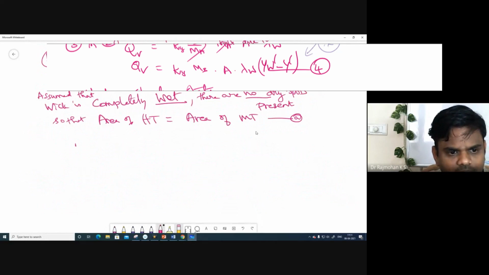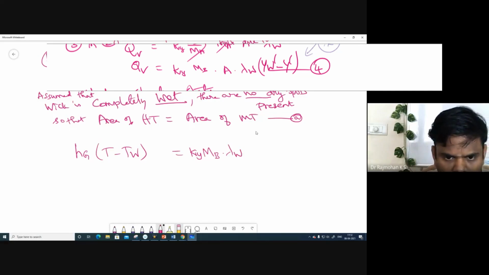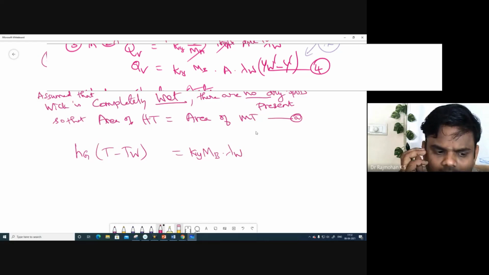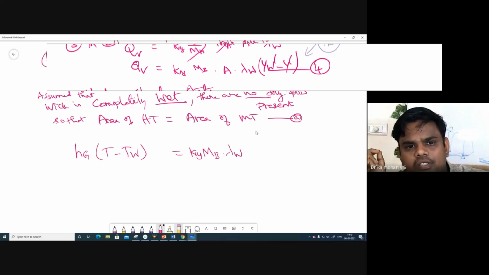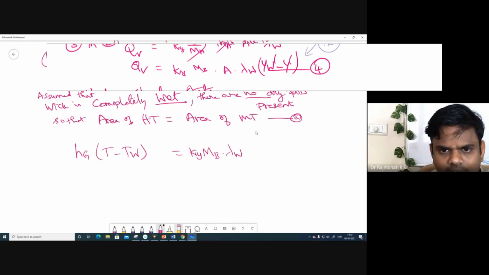So what we'll have is Hg into T minus Tw is equal to Ky into Mb into lambda W. So we have this expression now, and we can replace this. What happened to the yw?